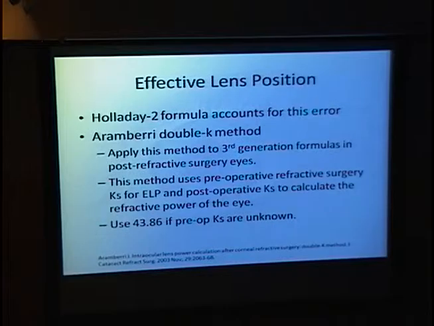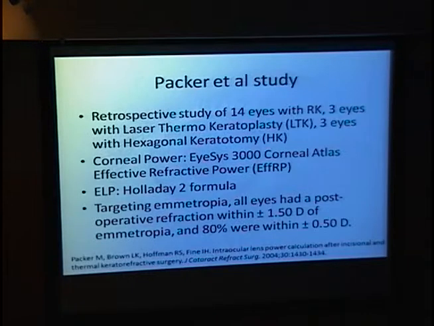So there are two main studies that use correct formulas for effective lens position and use correct measurements from good machines that can measure central corneal power. Two big ones that I'm aware of. There was one in 2004 by Dr. Packer where they did a retrospective study. All these studies are with a very small amount of eyes. They used 14 eyes with RK, 3 eyes with LTK, and 3 eyes with HK.